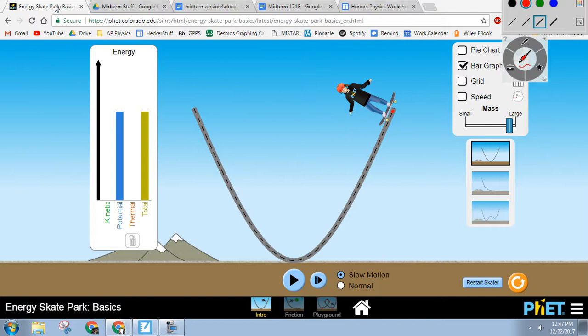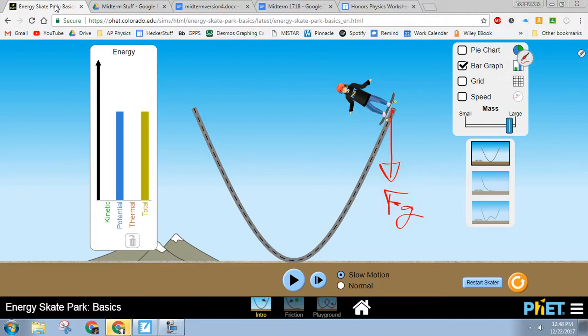Gravity's pulling my guy down, right? Gravity's going to pull the guy down. I've got it set so it's frictionless, so we don't need to worry about friction. There's only one other force, which is normal force.